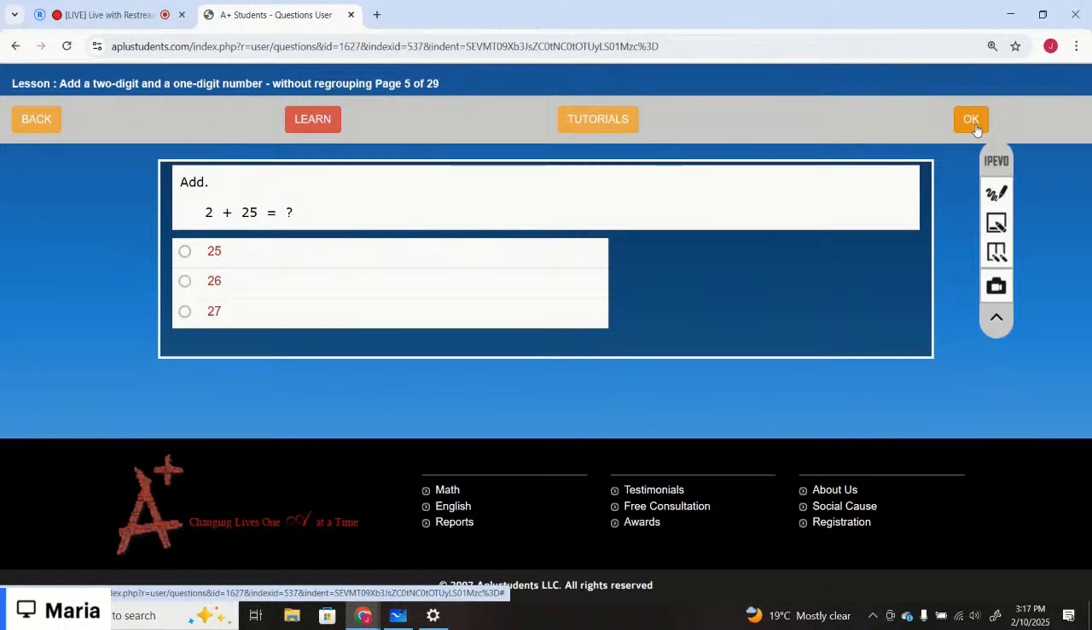25 plus 2, which is the correct option? Start with 25 and add 2. So which is the correct option? That is 27. Option number 3 is the correct option.